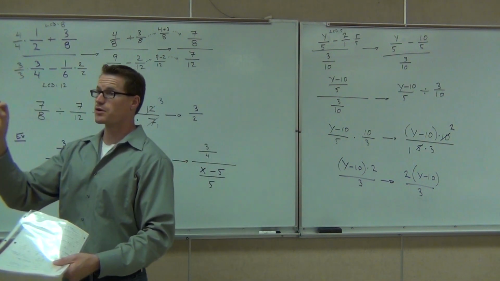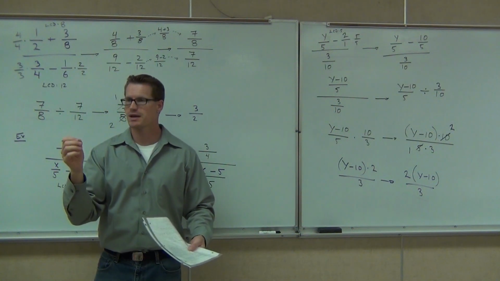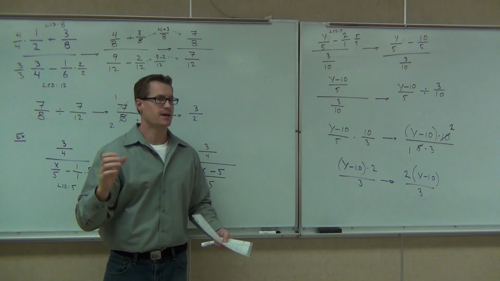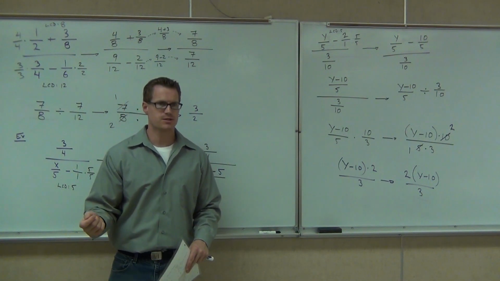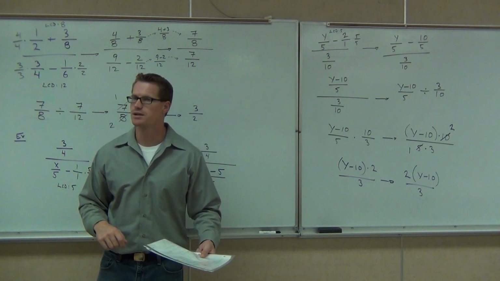So parentheses first for sure. Exponents second for sure. Multiplication and division as they occur from left to right. Then addition and subtraction as they occur from left to right. Let's try one of these with some fractions. See how it goes. Then we'll start on this next time.